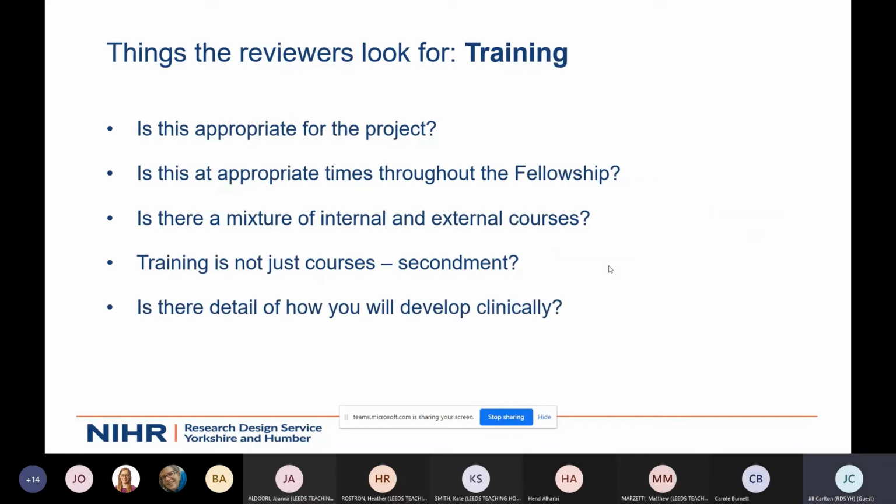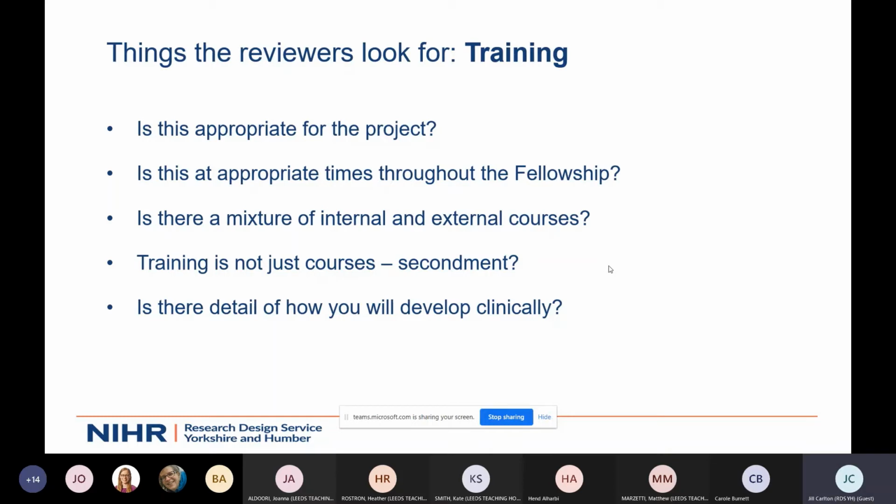So another component is training, and training is really key within a fellowship, because this is really what sets it apart between a project application and a fellowship, because as I mentioned previously, a fellowship is about investing in you as an individual. So they're looking to see what skills you currently have, but also what skills you're going to need in order to answer that research question. Are the skills and needs that you've identified appropriate for the project, or are you just whacking anything in just because you think it'll be good to learn about X or Y or Z?